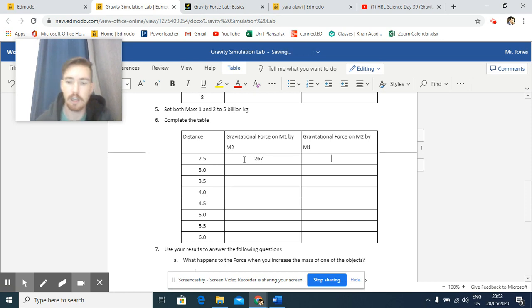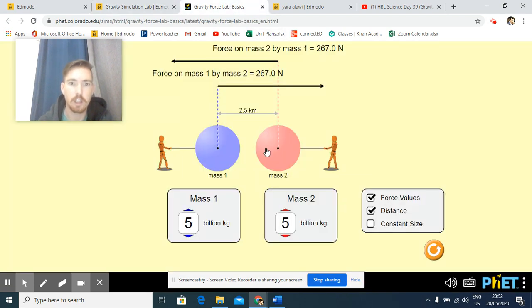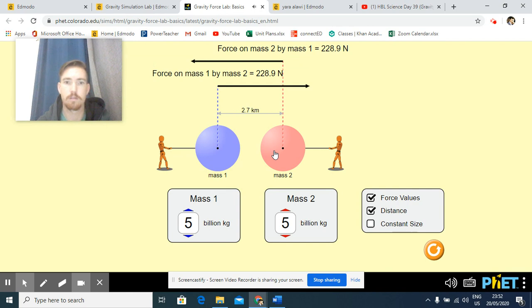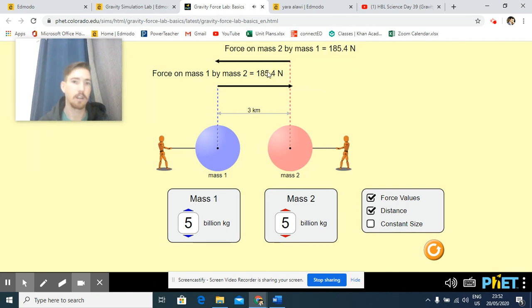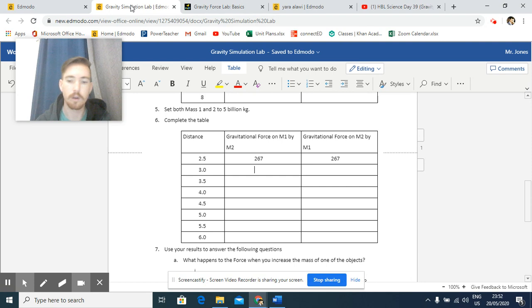267, tab, 267. And now what we're gonna do, we're gonna change it to 3 kilometers. And then we're gonna record the data, 185.4 and 185.4. You guys get it? So then we're going to change it to 3.5 and on and on and on it goes.